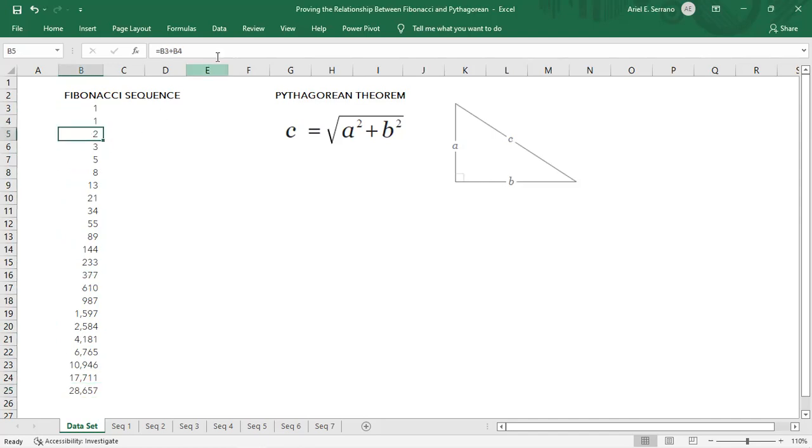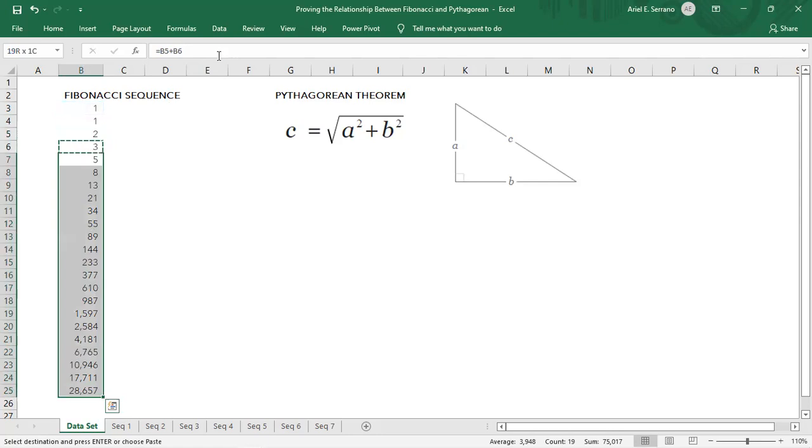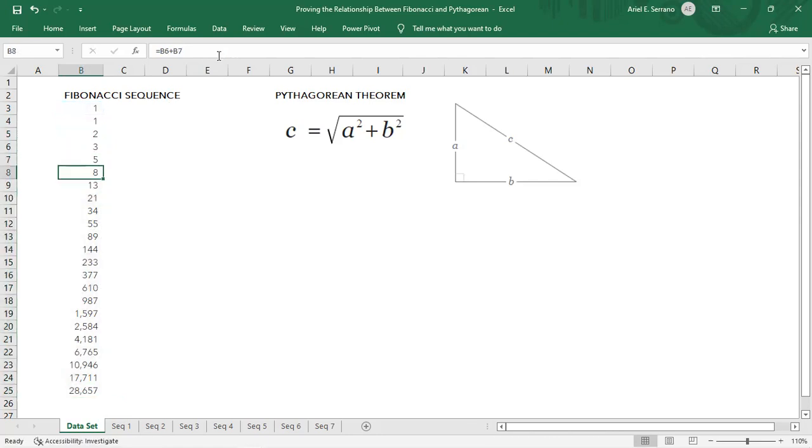Kung makikita ninyo sa formula, we simply copy this formula here, we put it here, and diretso na po yan sa baba. And this will be the amount. That will be your Fibonacci sequence.